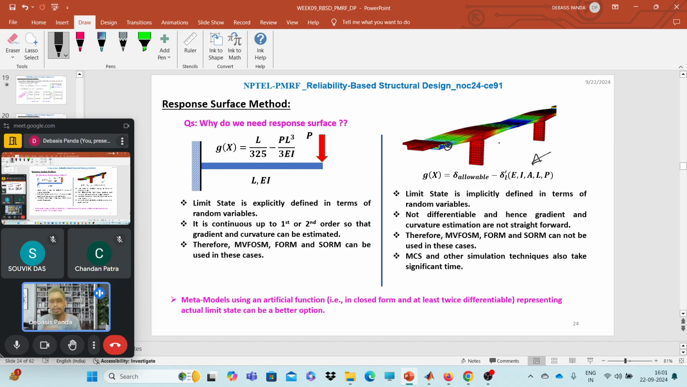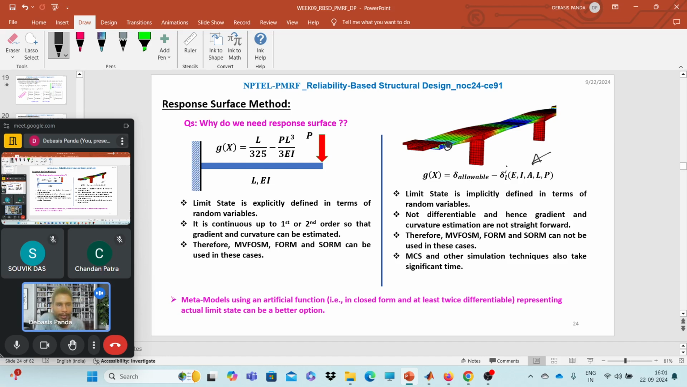Let's consider this example for this bridge. We wish to perform the reliability analysis with respect to the allowable deflection and maximum deflection for some node. So here for some node we create some g(x), that is nothing but del allowable. Allowable will come from your tolerance limit, or the specification you are working with, that will give you that value.